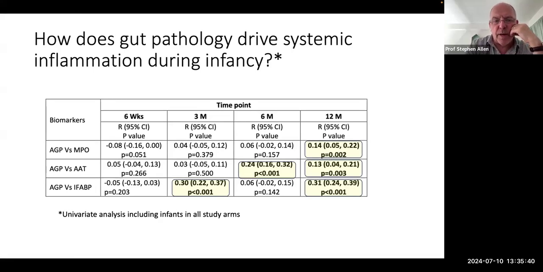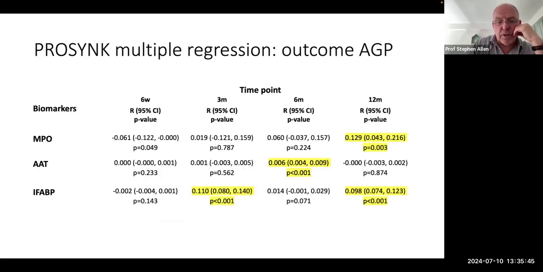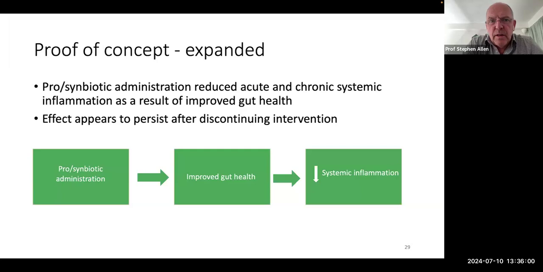So if you have gut inflammation, you will also have some gut leakiness. So when we did a multi-regression analysis and put all the three biomarkers together, nevertheless, we still saw the same sort of pattern, although the associations are weaker, but still highly statistically significant. So we think we can expand the proof of concept to say that prosymbiotic administration improves gut health, whatever that means, that's structure, function, immunology, inflammation, and thereby reduces systemic inflammation.